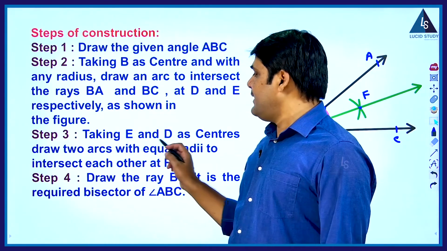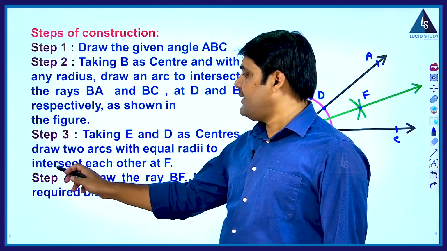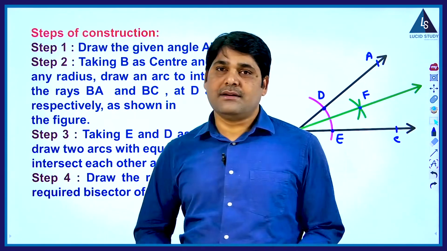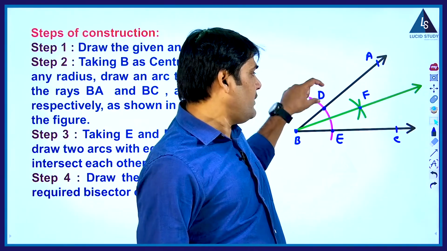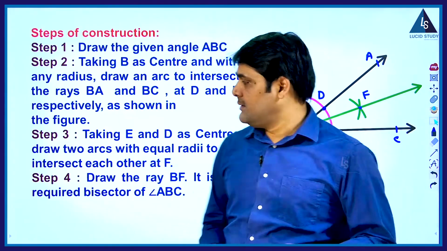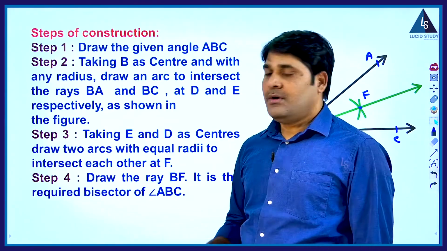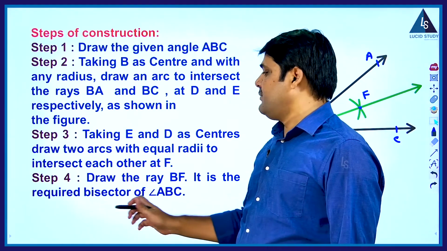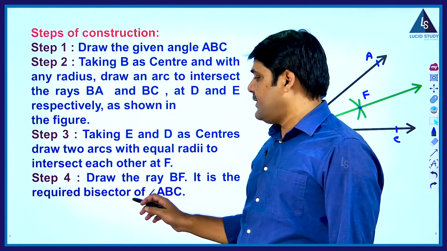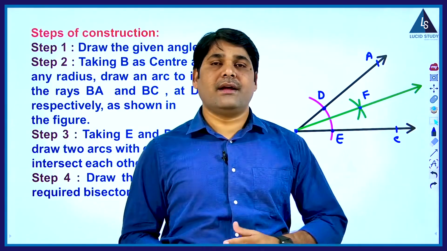Later, taking E and D as centers, draw two arcs with equal radii so that they intersect each other. So with equal radii, from D and E we have drawn two more arcs. Wherever they intersect, that point will be F. Now draw the ray BF. So that is the required bisector of angle ABC. Okay, that is the required angle bisector.